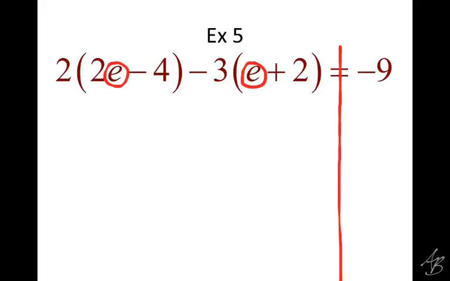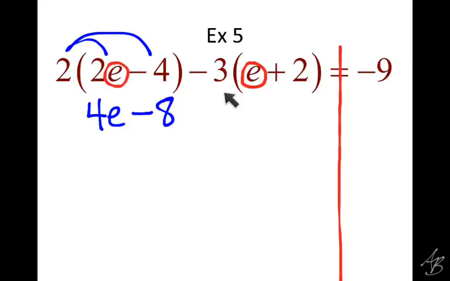When I distribute that 2, then I'm going to have 2 times 2e, which is what? 4e. And I'm going to have 2 times negative 4, which is negative 8. Okay, and then over here I have 3 times the parentheses. Who's going to help me with this one?